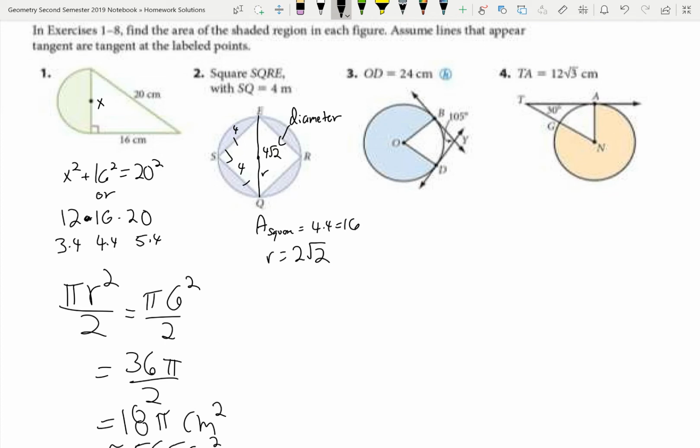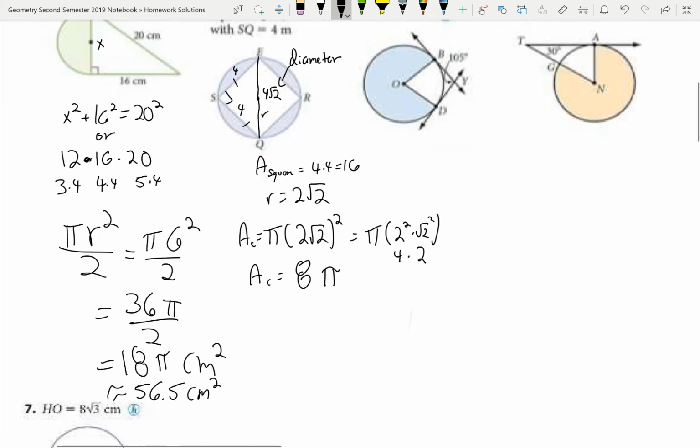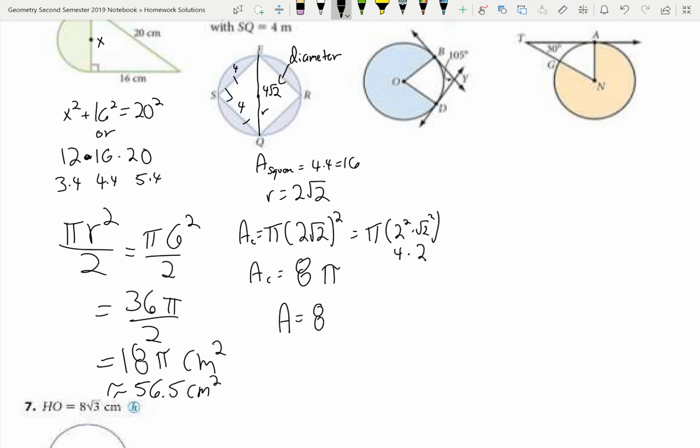And that's going to make the area of the circle pi (2√2) squared. That's the area of the circle, and that is going to end up being 8 pi. Because when you square it, if I were just to do this real quick, it's going to be 2 squared times √2 squared. And 2 squared is 4, and √2 squared is 2. So you get 4 times 2, which is 8. So then your area is just going to be the area of the circle minus the area of the square, which you end up getting about 9.1 centimeters squared. All right.